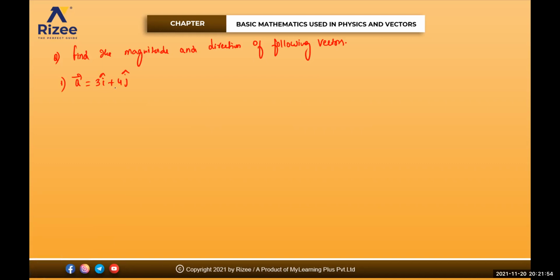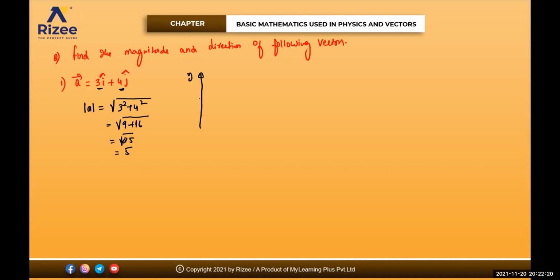A bar is equal to 3i cap plus 4j cap. That means along x-axis it is 3i, along y-axis it is 4j. So magnitude of A means under root of 3 square plus 4 square. That will be equal to 9 plus 16, that is root 25. Root 25 is 5. So how do you make the direction?